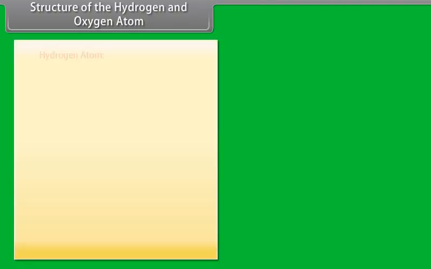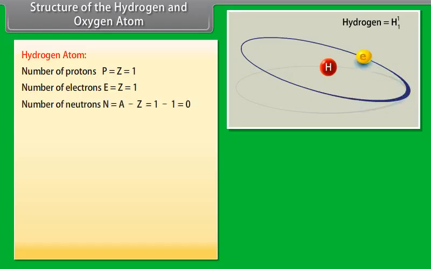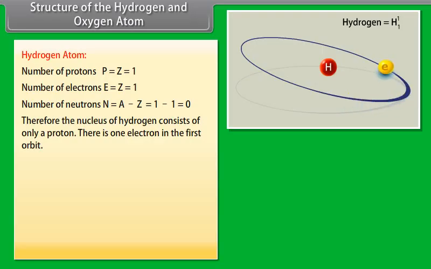Structure of the hydrogen and oxygen atom. Hydrogen atom. Number of protons P is equal to Z, which is equal to 1. Number of electrons E is equal to Z, which is equal to 1. Number of neutrons N is equal to A minus Z, which is equal to 1 minus 1, which equals 0. Therefore, the nucleus of hydrogen consists of only a proton. There is one electron in the first orbit.